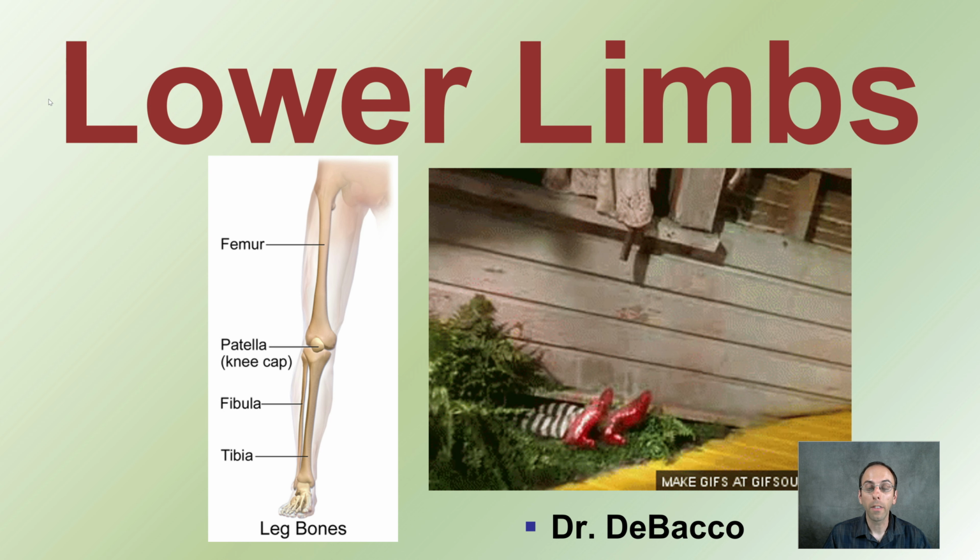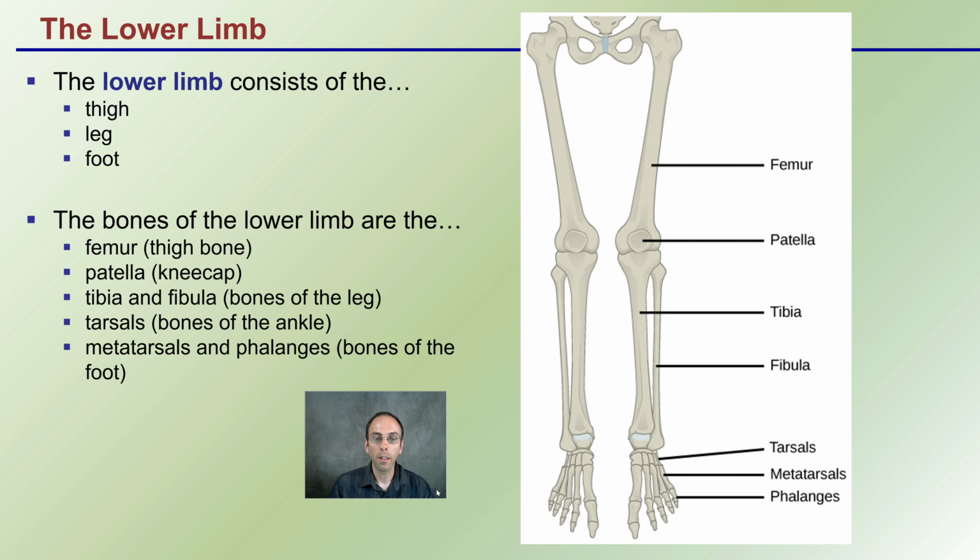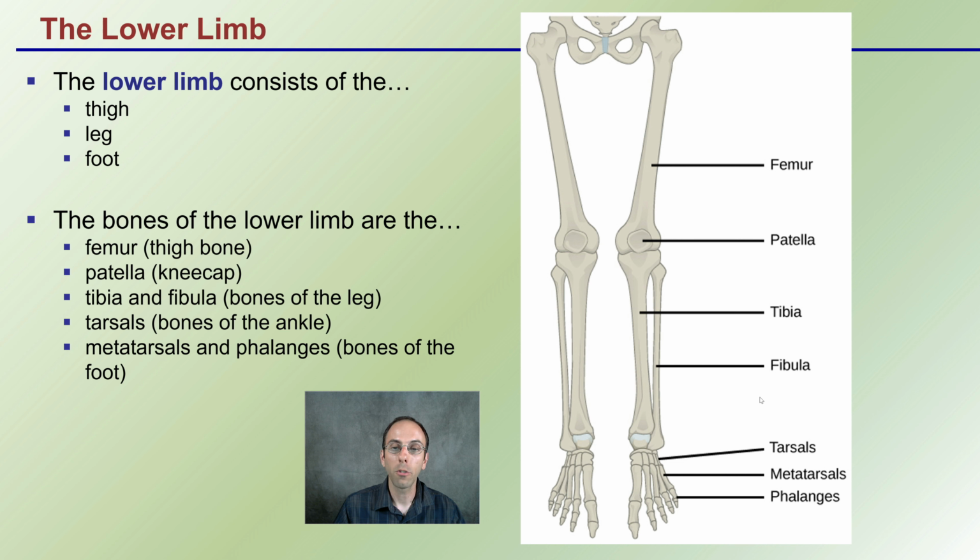Okay, here we're going to be looking at the lower limbs. You see here with the wicked witch of the west, the lower limb bone structure may not be matching what we're going to be discussing, but here's what we are going to be looking at. They're basically what we call the leg bones. For the lower limbs, this has a nice listing of some of the major bones.